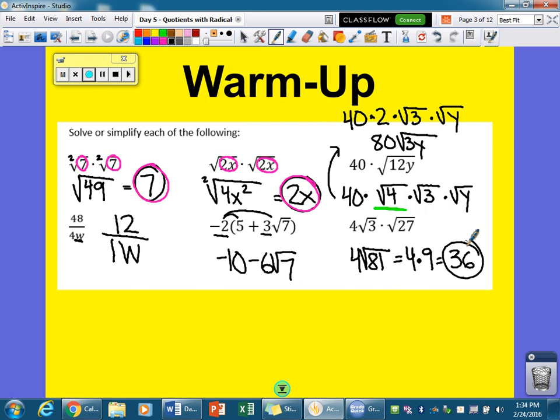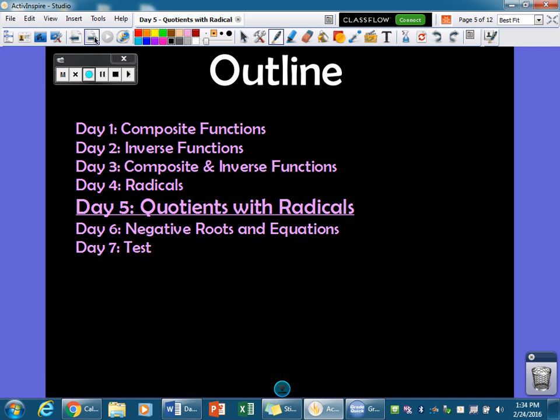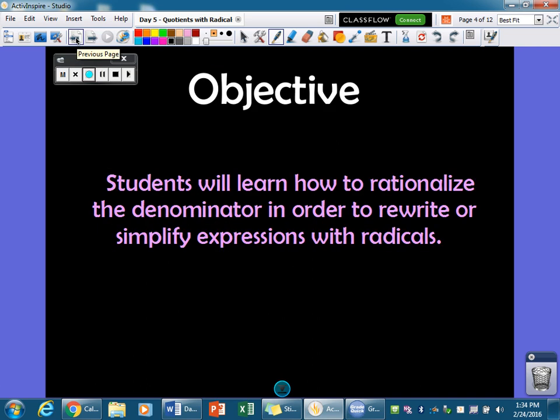All right, so we're flipping to the next page. Here is the objective. Students will learn how to rationalize the denominator in order to rewrite or simplify expressions with radicals. Rationalizing the denominator, such a huge topic. I was talking to trig teachers and HCC teachers, and they all say that this is something that people forget to do, but it's very important.